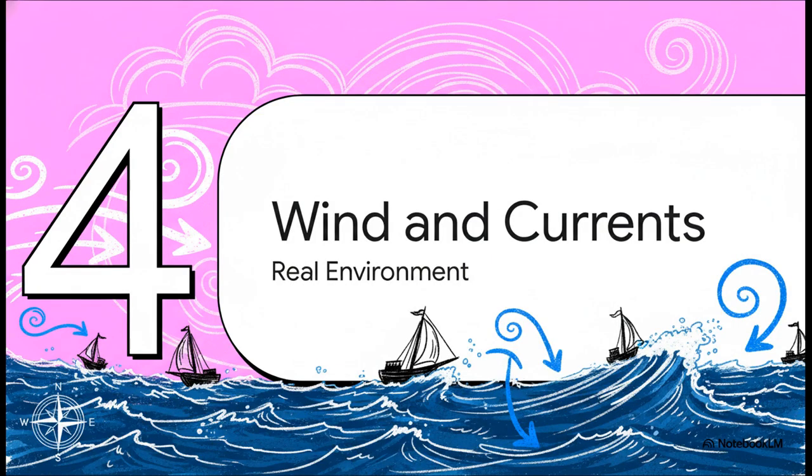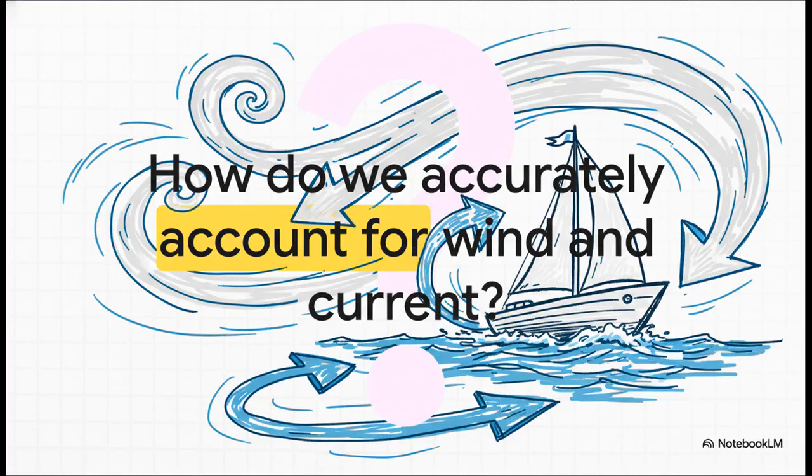Which brings us to the chaos of the real world. Section 4, Navigating Wind and Currents. As we know, the ocean is definitely not a static swimming pool. The wind is constantly trying to push your ship sideways, and hidden currents are dragging it right off its intended course. So the really big question we have to ask is, when the elements are actively fighting against you, how do you actually calculate where you're going, or where you just ended up?